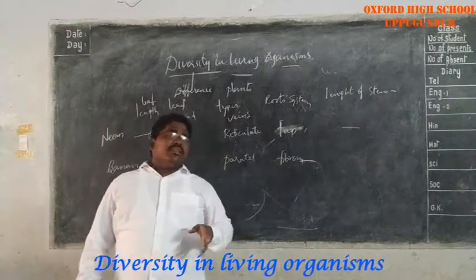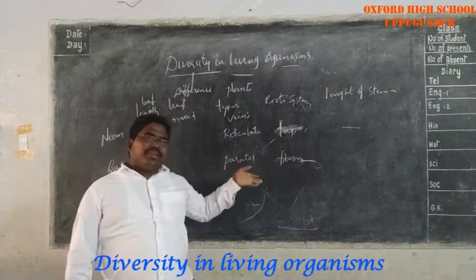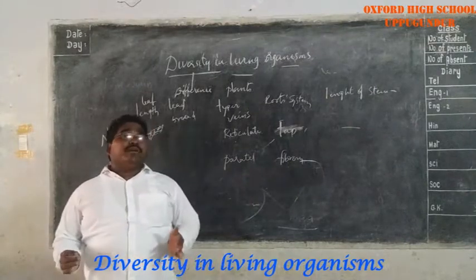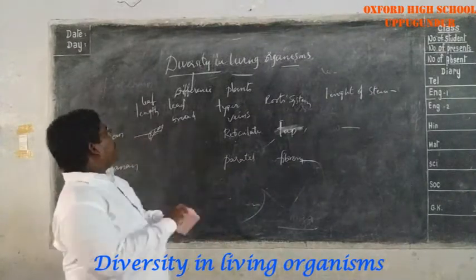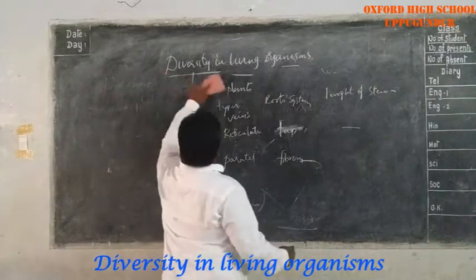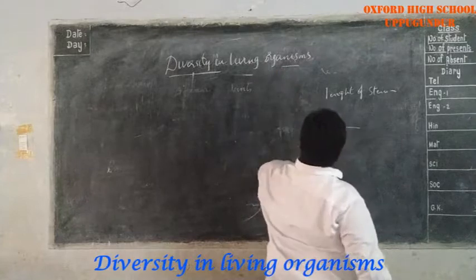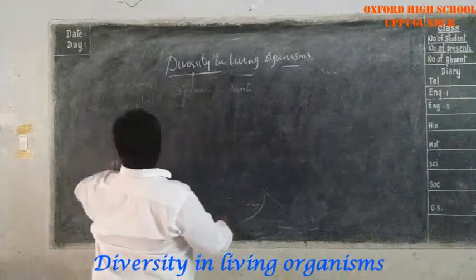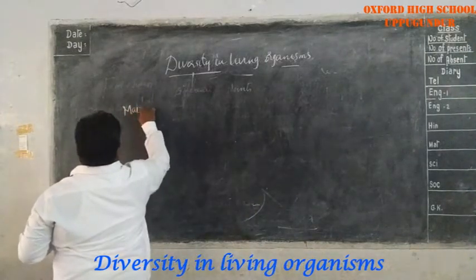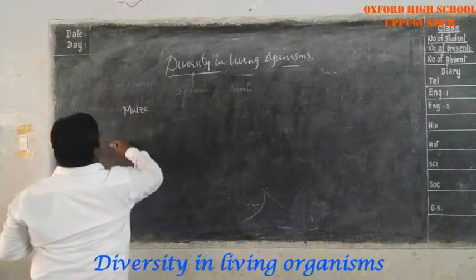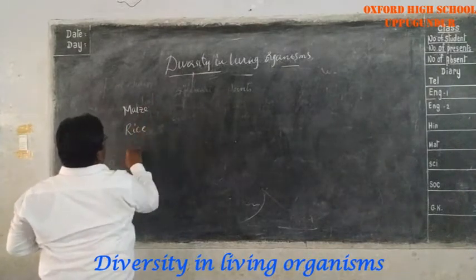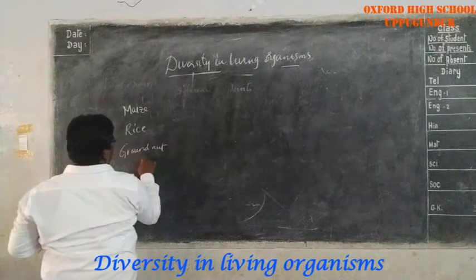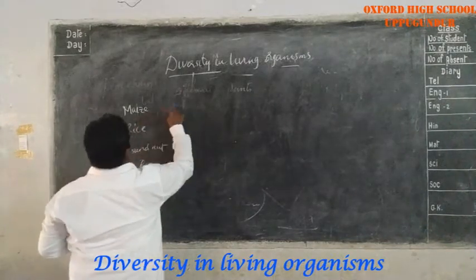So dear students, you can take red gram, green gram, groundnut, whatever you want, different types of seeds, and observe the differences present in them. I will explain in a better way. Take plants like maize, rice, groundnut, bean. Okay, these we have taken.